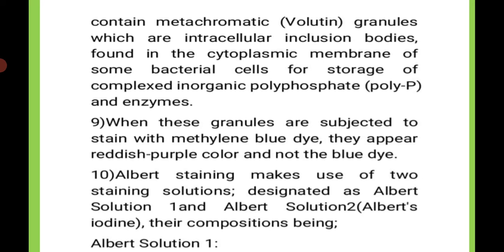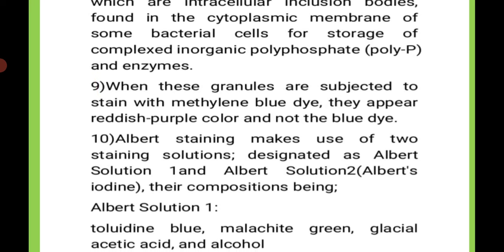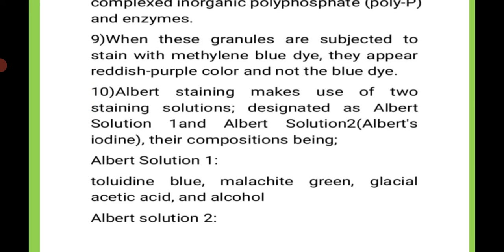When these granules are stained with methylene blue, they appear a reddish purple color and not blue because of their metachromatic property. Albert staining makes use of two staining solutions, that is Albert solution 1 and Albert solution 2. Albert solution 2 is called Albert's iodine.